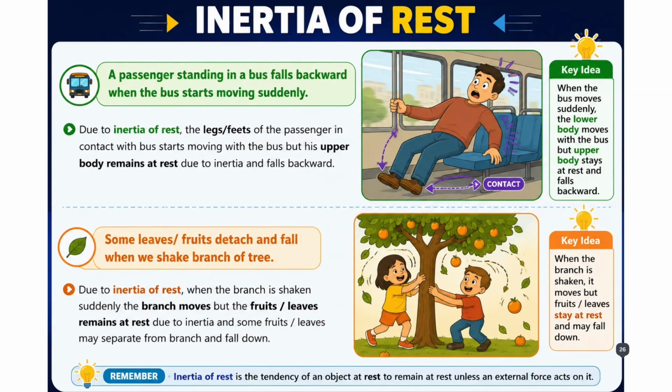When you shake the branch, you apply an external force directly to the branch so that the branch moves, but the leaves and fruits have inertia of rest, so they try to maintain their original position of rest. Because the branch moves away while the fruits try to stay in place, the weak joints break and gravity pulls the fruit down.